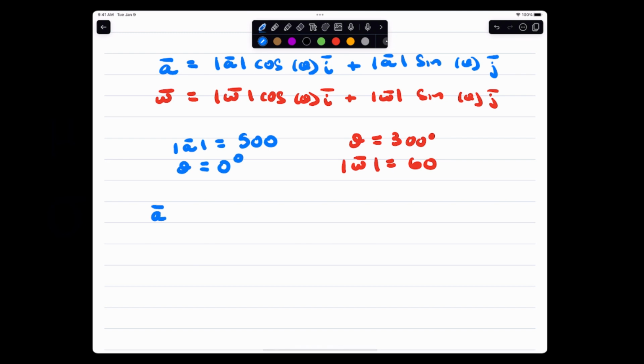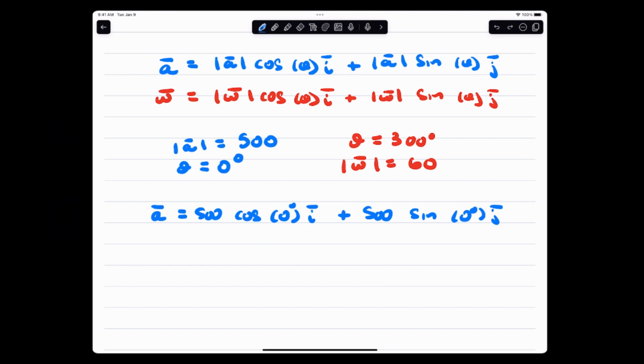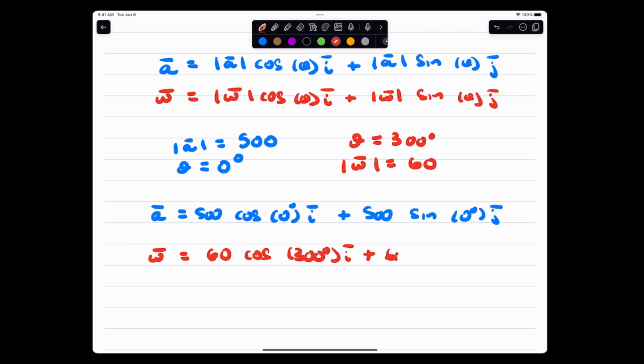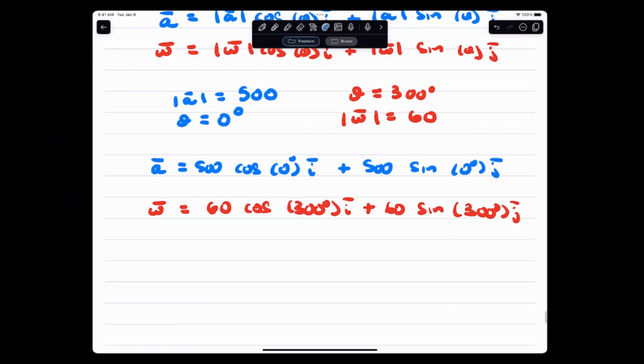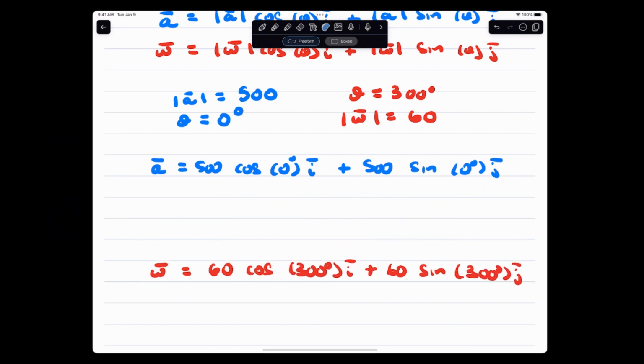All right. So the airplane velocity vector without the wind, you say, is that 500 cosine 0 degrees I plus 500 sine 0 degrees, this is degrees again, J. Where the wind vector in red now, okay, is going to be your what? 60 cosine what? 300 I plus 60 sine what? 300 J. So we're going to need these components. Horizontal and vertical what? Components here.